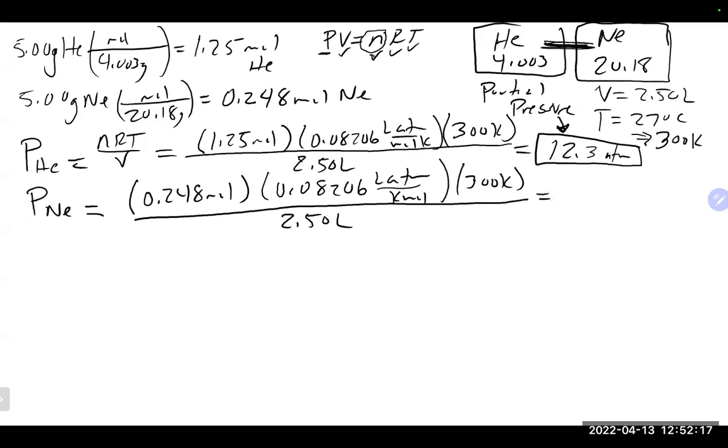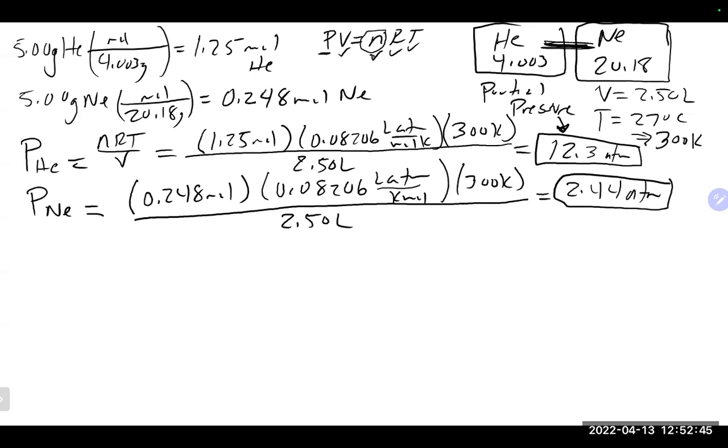And if we do that there, we end up with 0.248 times 0.08206 times 300 divided by 2.5, which gives us 2.44 atmospheres. That would be the partial pressure of neon in this particular case. Any question on either of those two calculations?